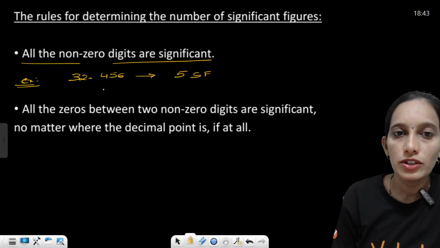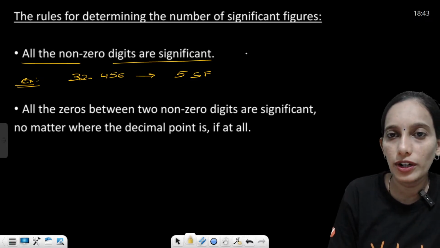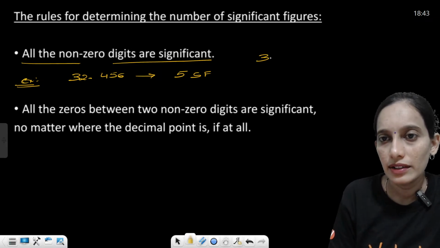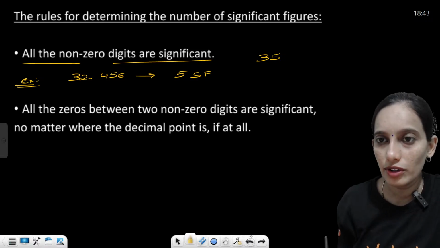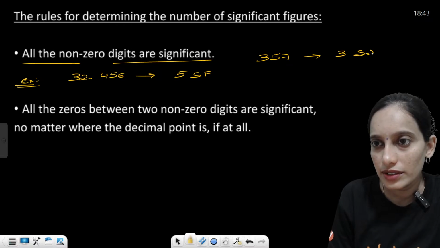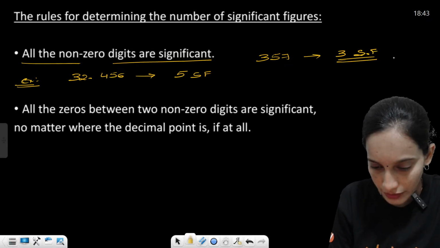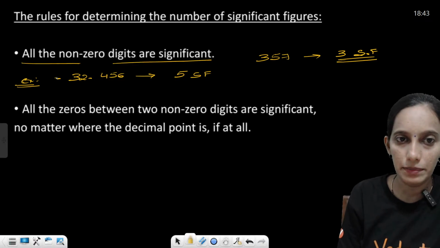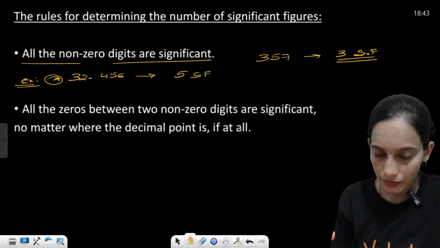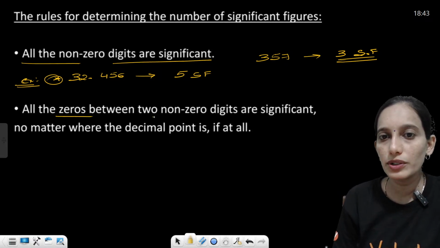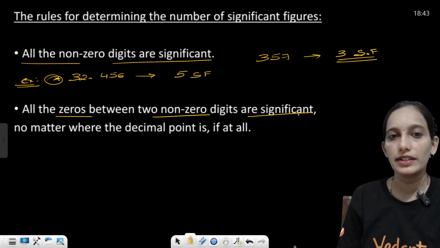Next, if I have one more number without a decimal, let us say 357, how many significant figures are there? Here 3 significant figures. Very good. 5 significant figures in the first example. Moving to the second rule: all the zeros between two non-zero digits are significant no matter where the decimal point is.